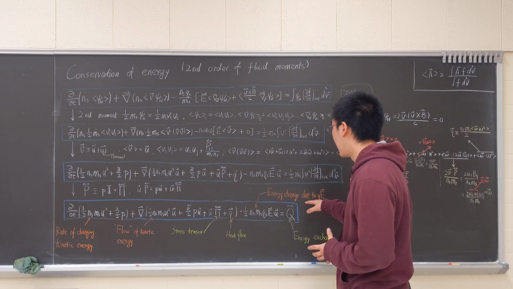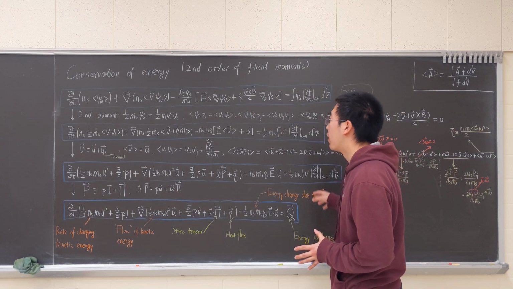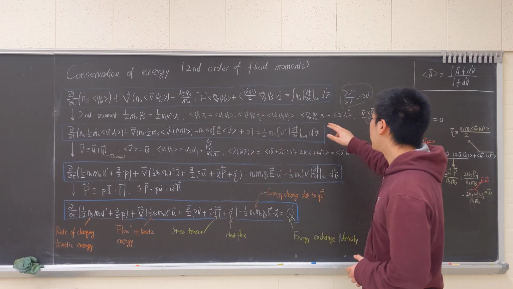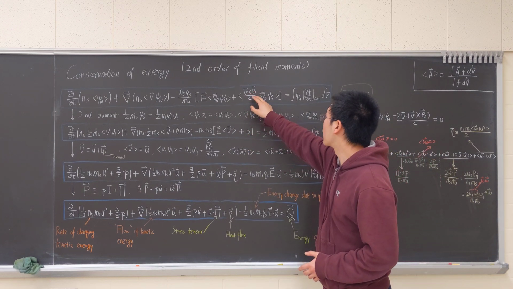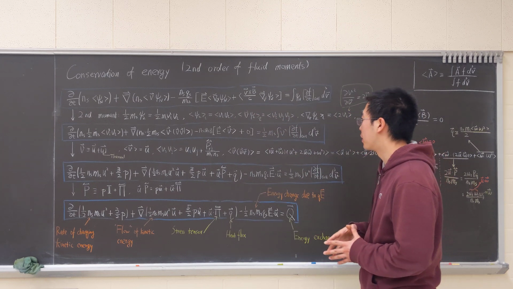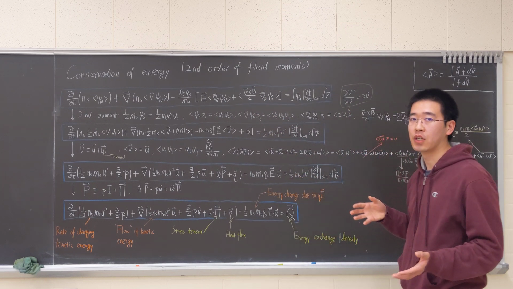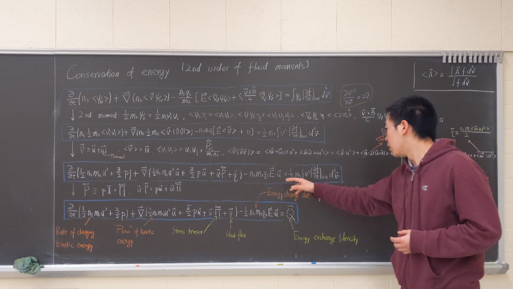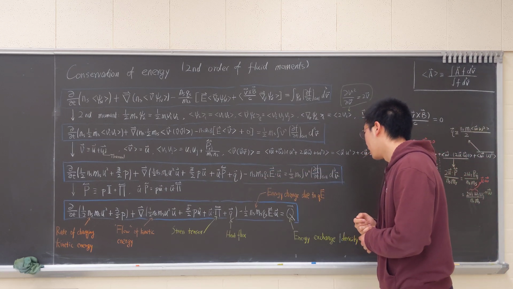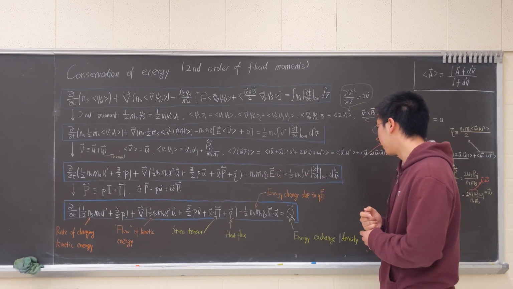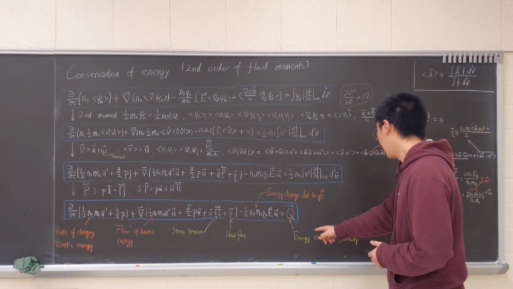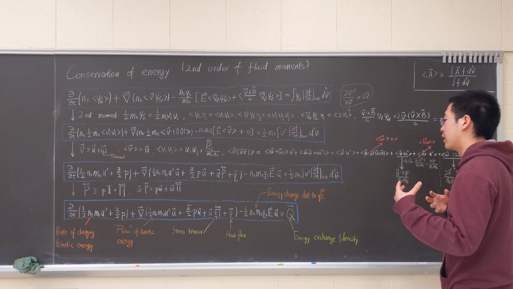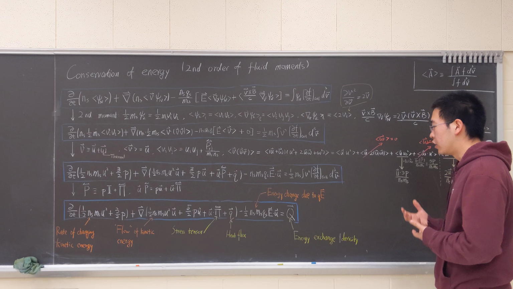With this physical understanding of conservation of energy, the V cross B term vanishing makes sense now, because we know that the Lorentz force doesn't do work. So we only have the electric field term, and this Q is an energy exchange density. You can think of it as an energy change due to collision.